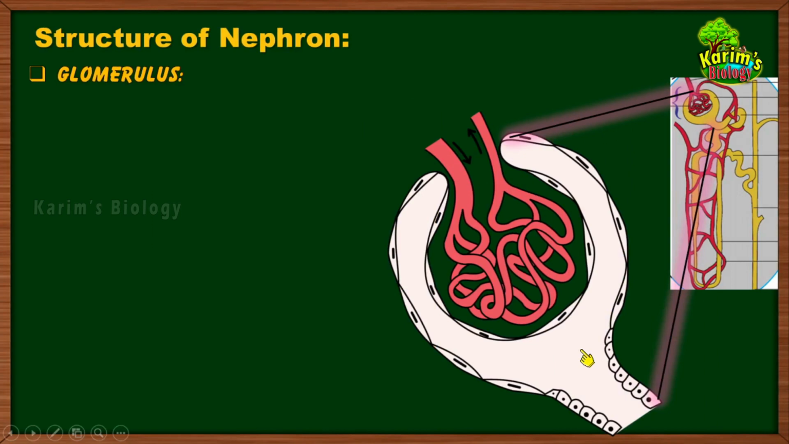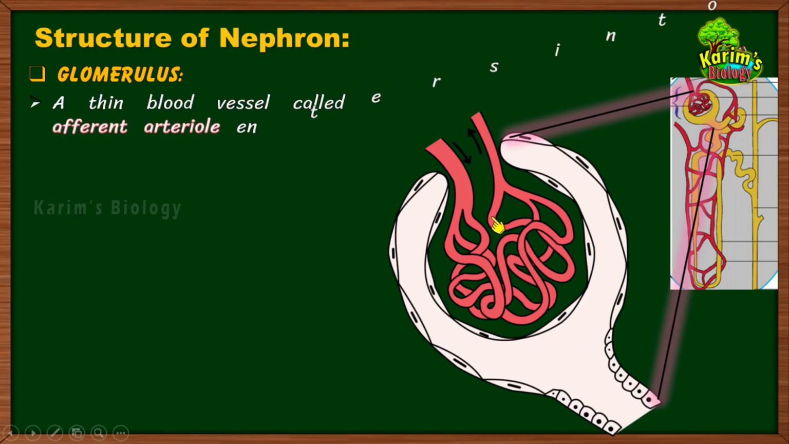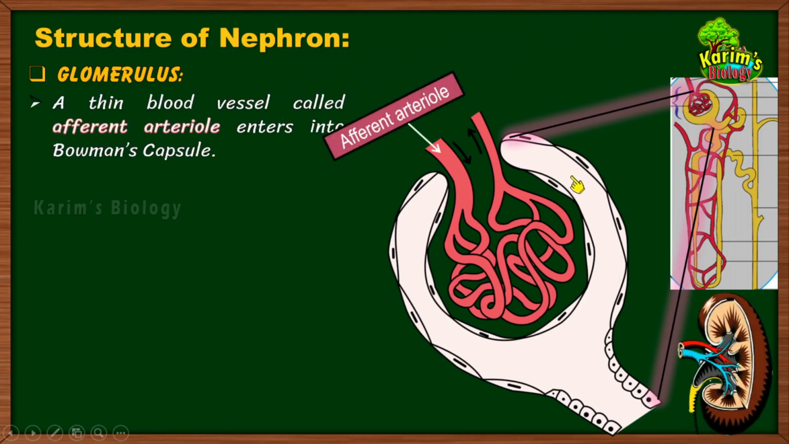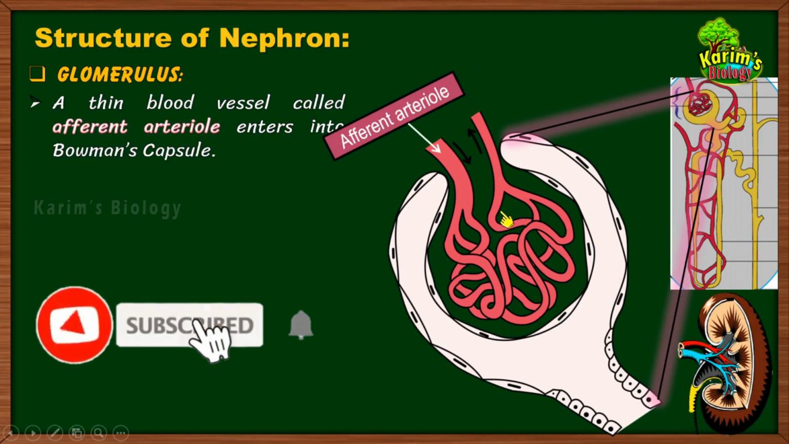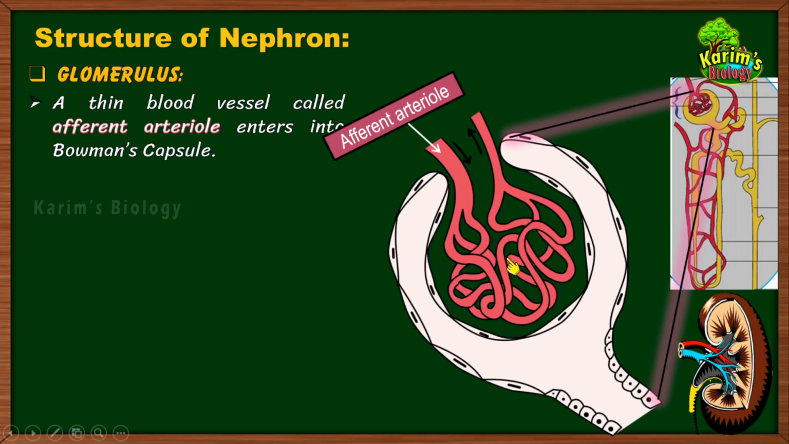Now let us talk about the second part of the Bowman's capsule called glomerulus. So far we have discussed the Bowman's capsule. Now come to this glomerulus. Already I told you that glomerulus is nothing but a tuft of capillaries that are present in this Bowman's capsule. Okay, but how are these formed actually? Let us now find out.